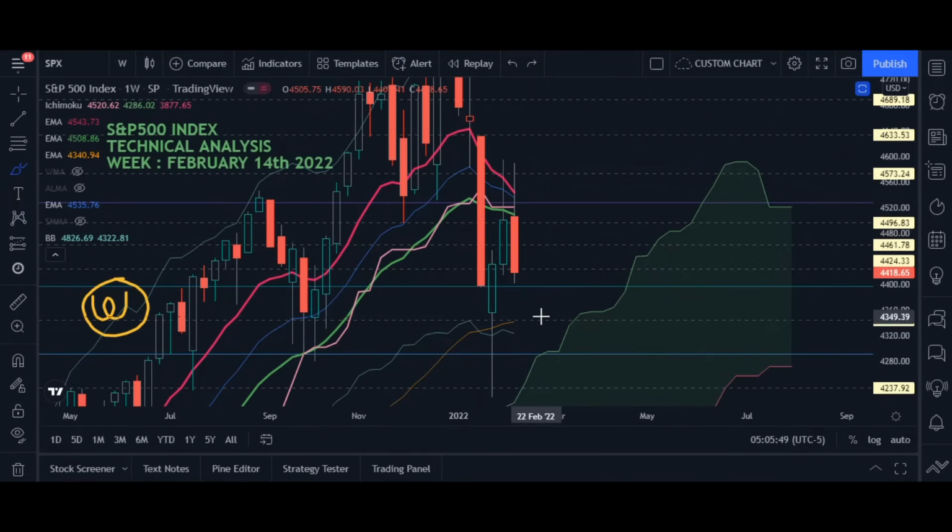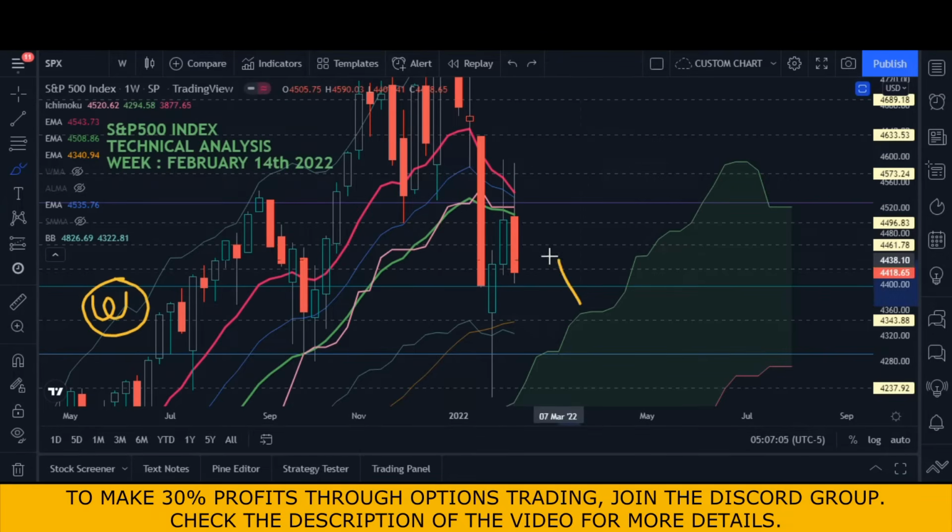Now let's do the technical analysis. First we have the Bollinger Band. This is the lower band of the Bollinger Band. This is the median of the Bollinger Band, which means the market is bearish. Then come the moving averages. These four candles have closed below the moving averages, not just one but all of these three moving averages, which means the market is bearish. Then comes the Ichimoku. The market has closed above the Ichimoku, which means the market is bullish through Ichimoku on the weekly chart.